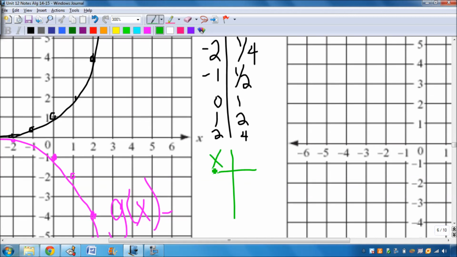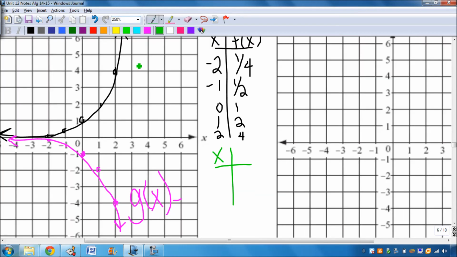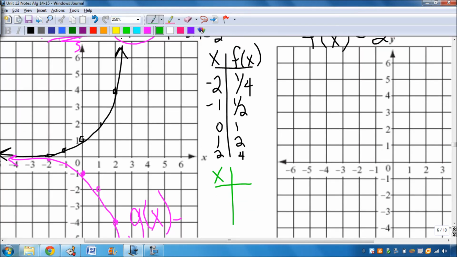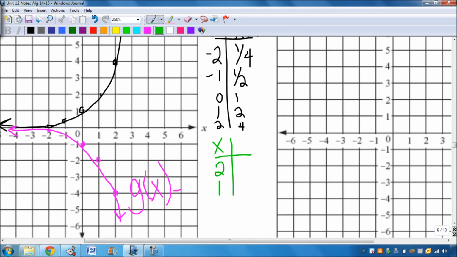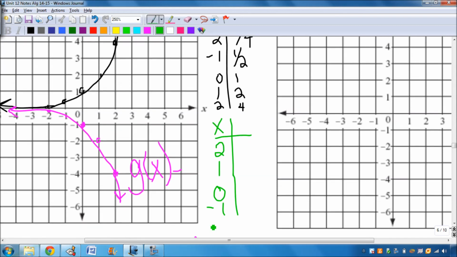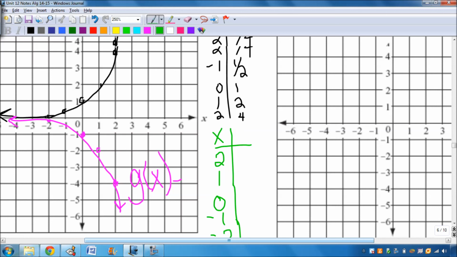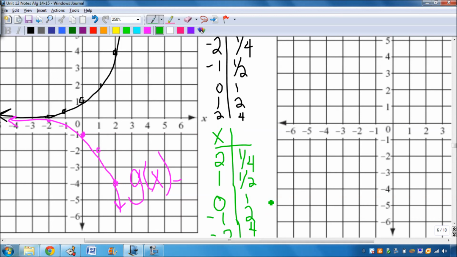All right, so instead of x being -2, it's going to become +2. Instead of x being -1, this becomes +1. Instead of x becoming 0, it stays 0 because the opposite of 0 is just 0. Instead of 1, this is -1, and then this becomes -2. However, your y values are going to stay exactly the same. So this is still 1/4, this is still 1/2, this is still 1, this is still 2, and this is still 4.